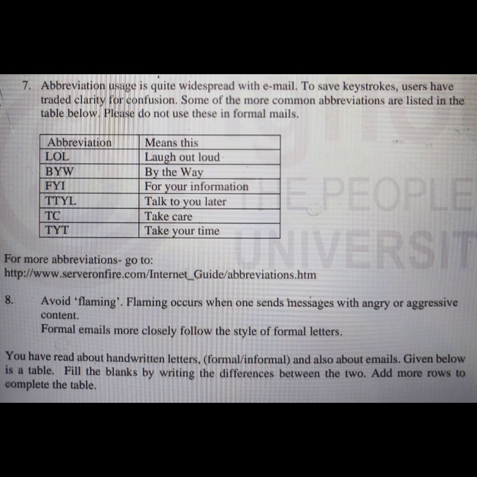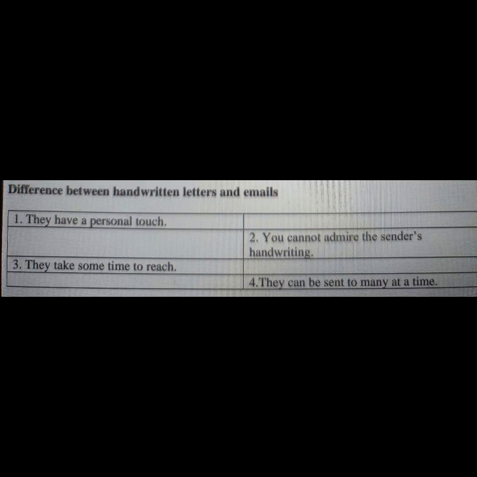You have read about handwritten letters, formal, informal, and also about emails. Given below is a table. Fill the blanks by writing the differences between the two. Add more rows to complete the table. Difference between handwritten letters and emails. 1. They have a personal touch. 2.